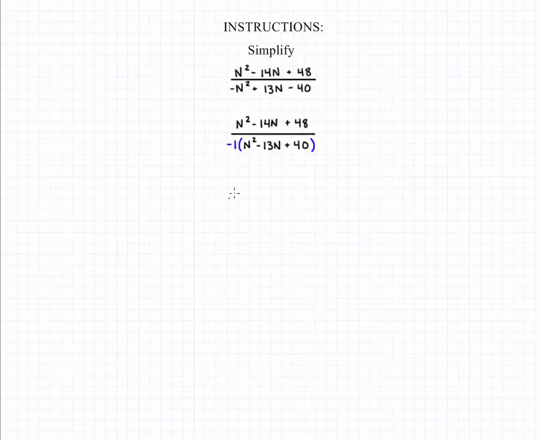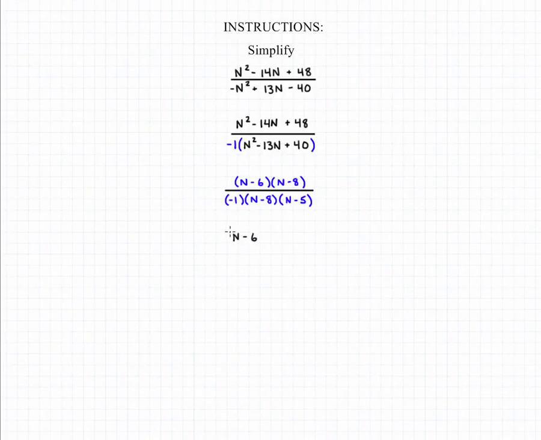So we can factor the numerator into n-6 times n-8. We can take the denominator, remembering that we still have to keep that -1 there, and factor the remaining part into n-8 and n-5.